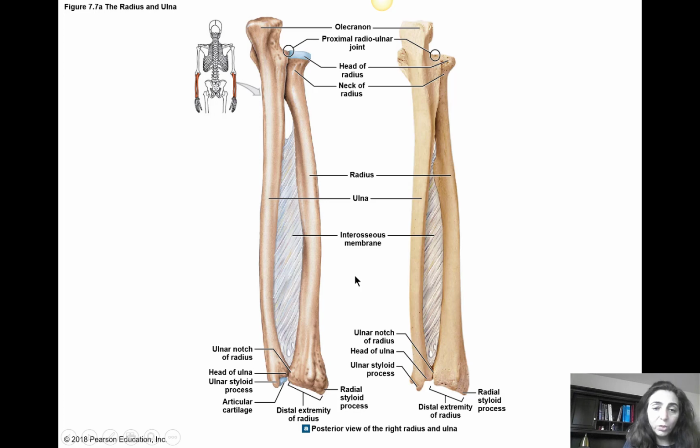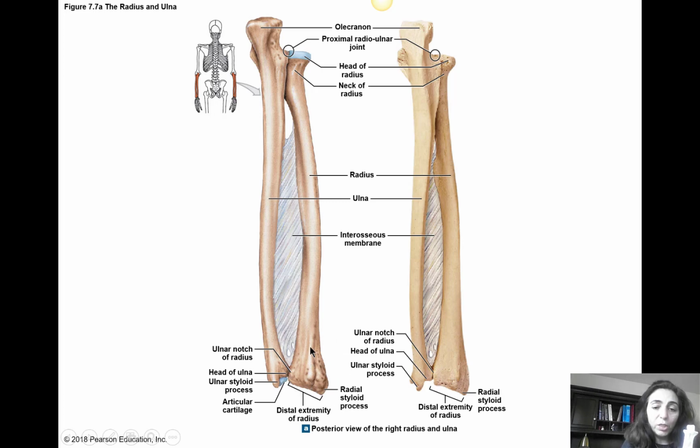And the other things that you see here, you see the membrane, the interosseous membrane, they may call it interosseous ligament, both of them are correct. And on the distal end, you see the styloid process of the ulna, you see the styloid process of the radius, and you see this is the ulnar notch of the radius, that this radius is going to make a joint on that area. This is the distal radio-ulnar notch here.